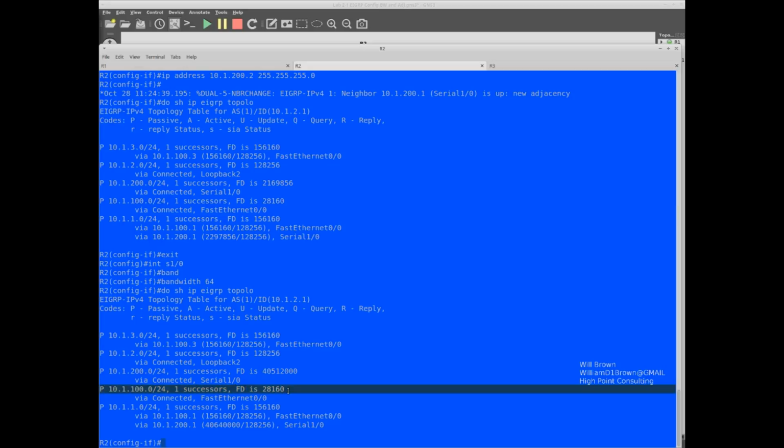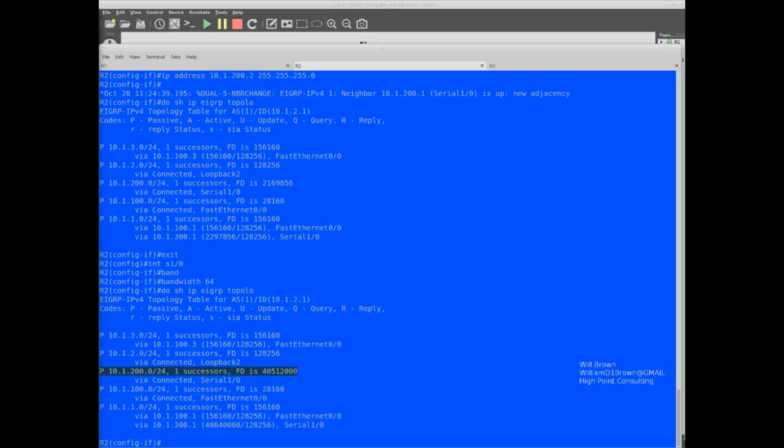10.1.100, still 2816. So the only one that changed was the successor to 10.1.200, which is via the serial 1/0 interface. Okay, so that's what we can see. That's just a brief touching on changing bandwidth and, in this case, delay to cause a recalculation within DUAL so that we have a new feasible distance.